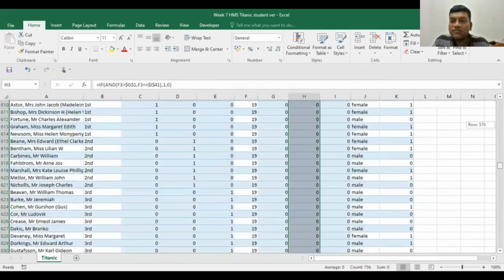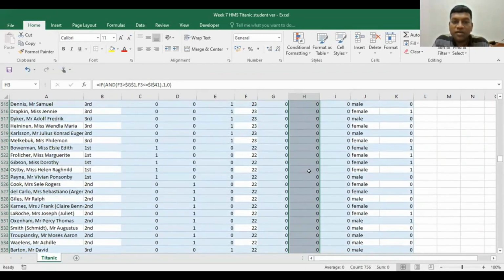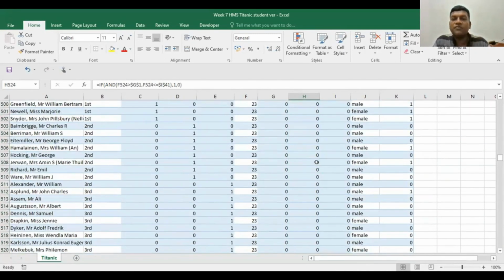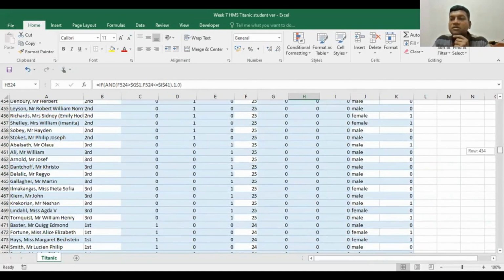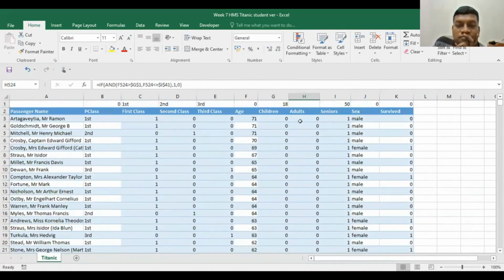One second, let me just see whether it's picking up the right value, but this should pick up. It should pick up 22. It's not picking up 1. One second. Okay, one second.